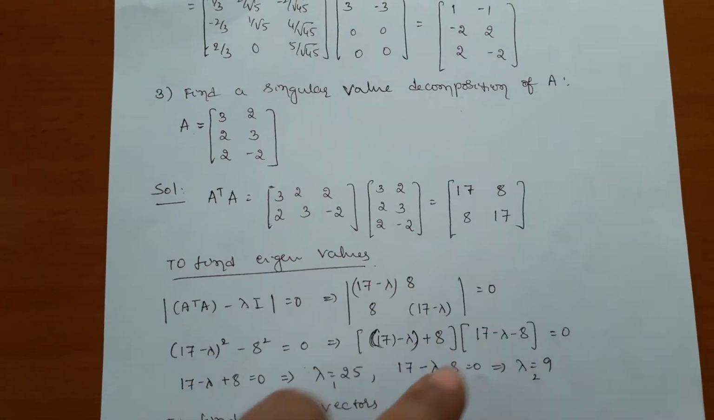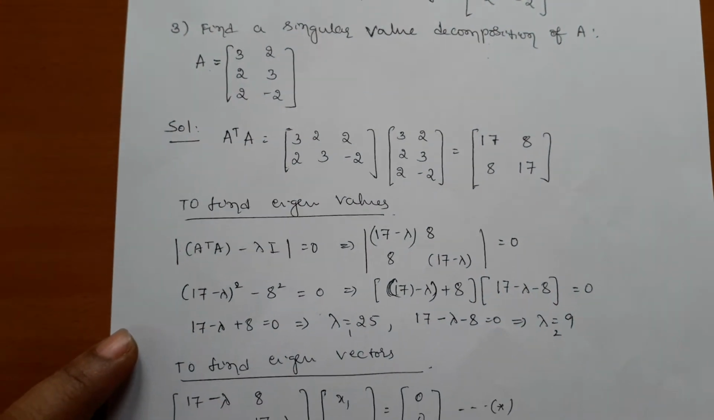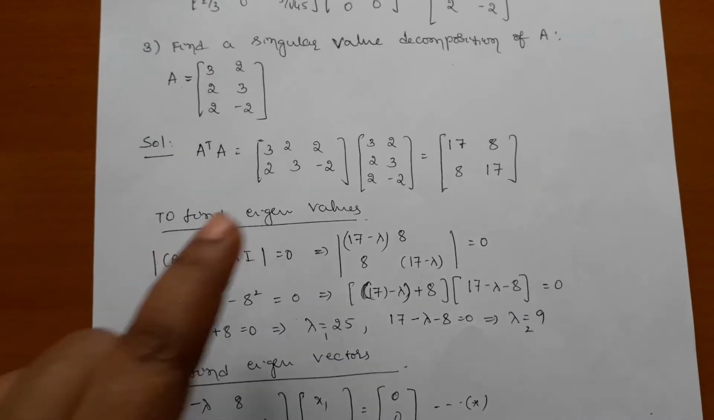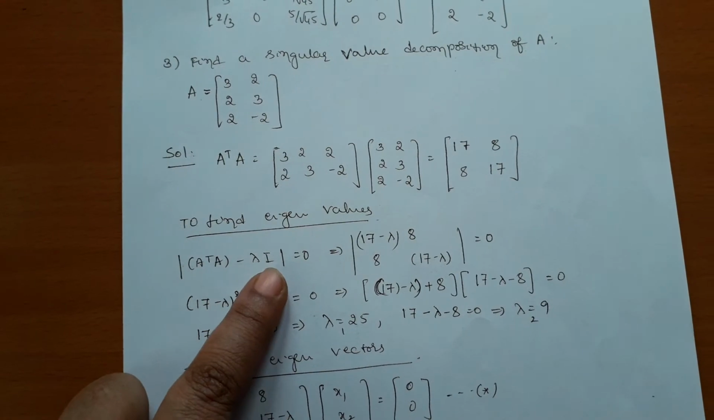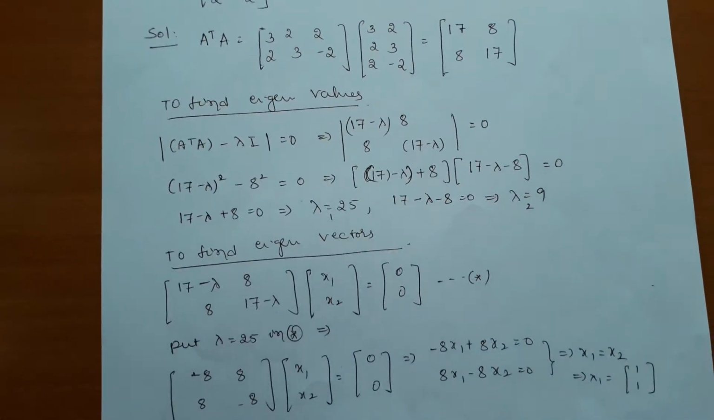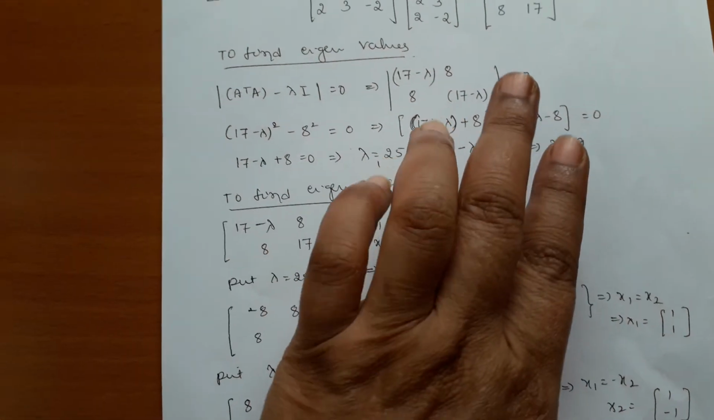Find the singular value decomposition of the matrix [3, 2, 2; 3, 2, -2]. First you find A transpose A. Now we get this square matrix. Determinant of A transpose A minus lambda I equal to 0. Write the characteristic equation.